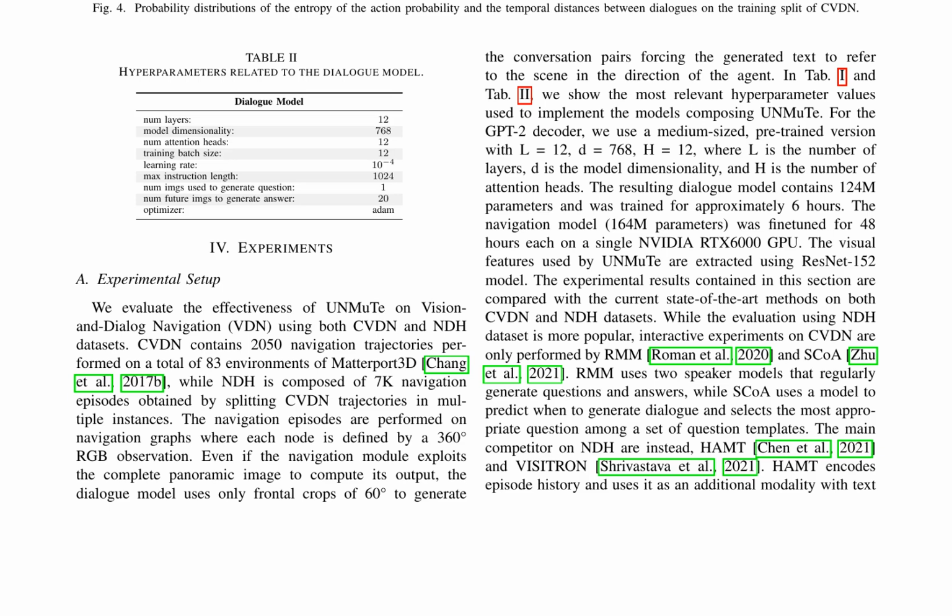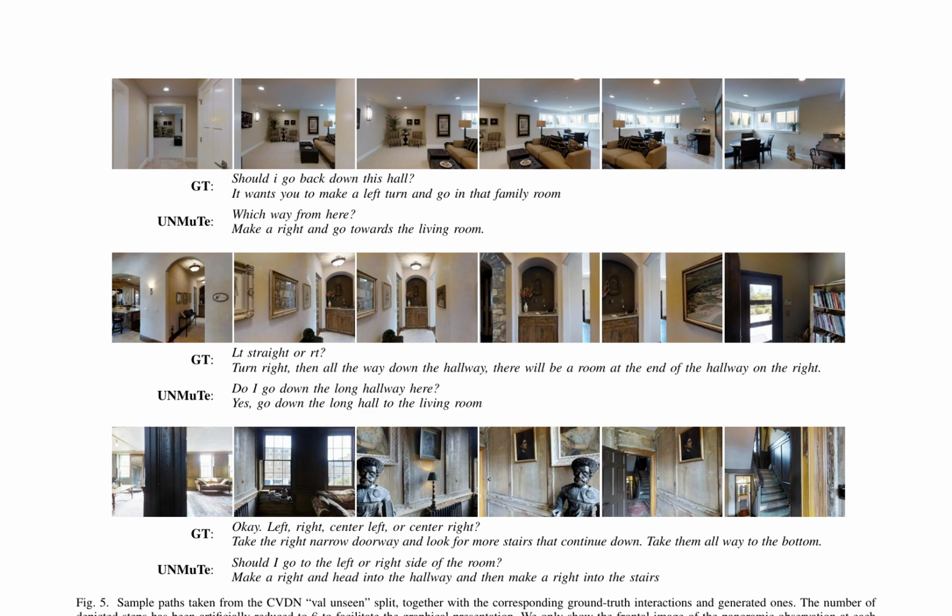An ablation study evaluates the effect of different prompt embedding sizes on navigation performance, showing that using 4 learnable prompt embeddings achieves the best performance. The model is also evaluated using different image feature extractors, with ResNet 152 features achieving the best performance. On the NDH task, UNMuTe achieves state-of-the-art results, outperforming competitors in navigation metrics.